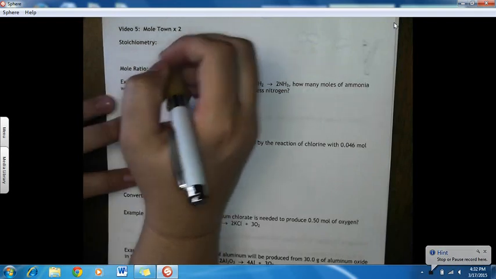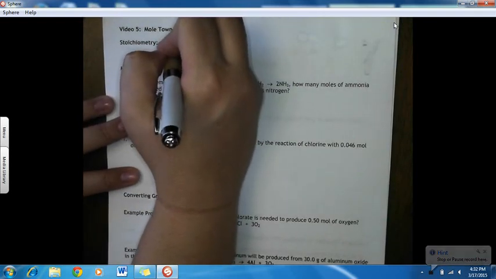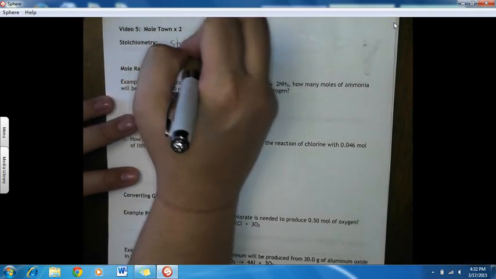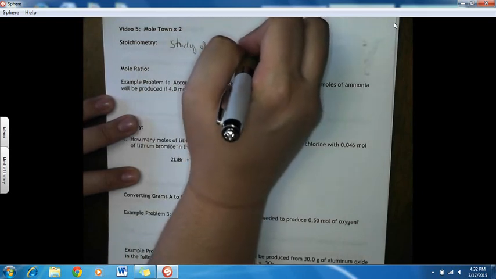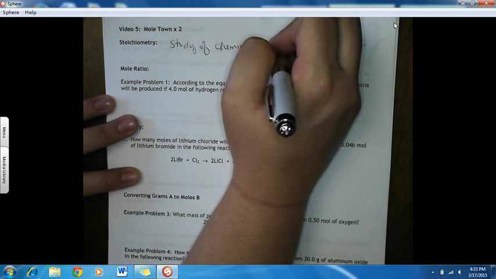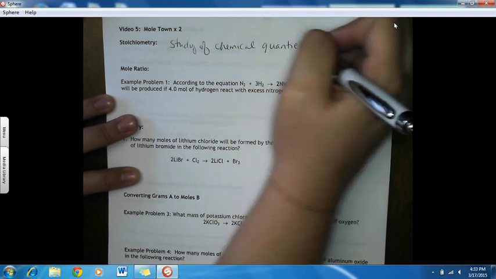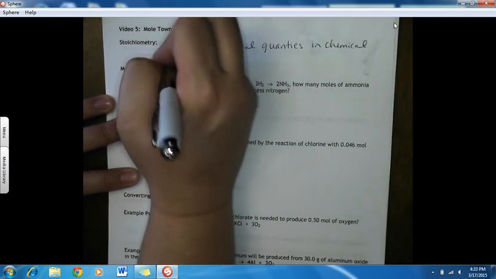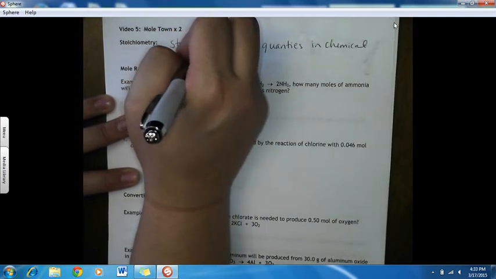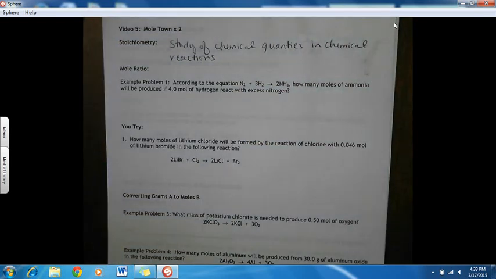Alright, in this lesson we're going to talk about stoichiometry. Stoichiometry is the study of chemical quantities in chemical reactions. So in this section we're going to combine our knowledge of chemical reactions and our knowledge of moles. And the way we do that is through the mole ratio.